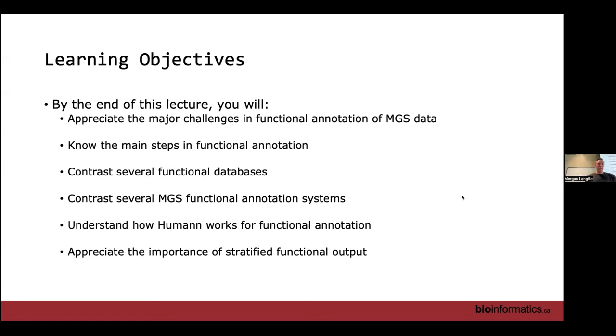Okay, so by the end of this lecture, hopefully you can appreciate the major challenges in functional annotation of metagenomic data. Know the main steps in functional annotation. We'll contrast a few functional databases and functional annotation systems. We're going to take a little bit of a dive into the tool called HUMAnN, mostly just as an example of an annotation system, and also because it's kind of popular. And we'll talk a little bit about what stratified functional output is and why it might be important for biological interpretation.